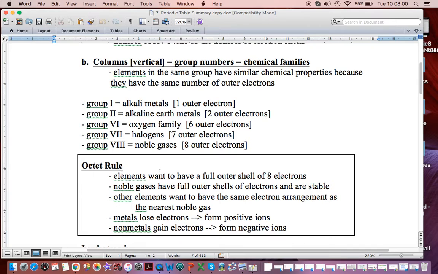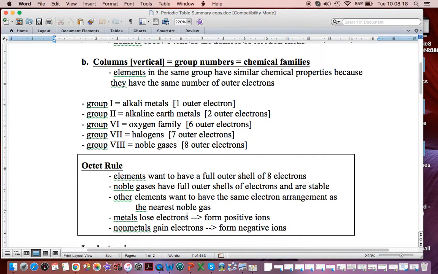Here it talks about the octet rule. Oct means 8, and having 8 outer electrons means an element will be stable. And other elements are trying to become stable with 8 outer electrons by either gaining or losing electrons. And that's what it talks about in here.